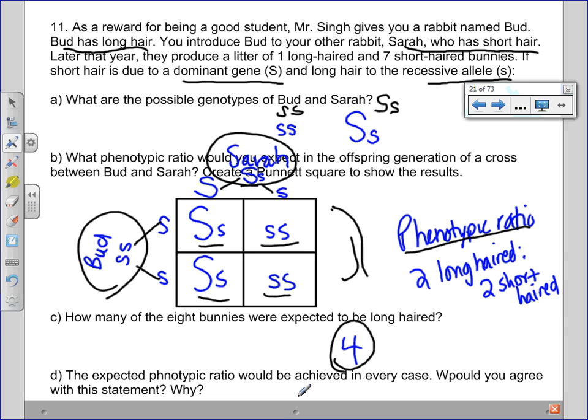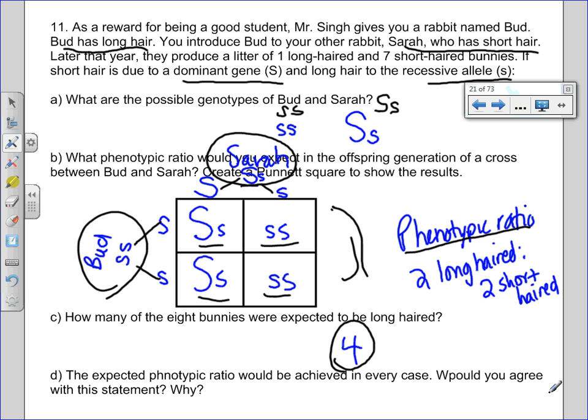The expected phenotype ratio would be achieved in every case. Would you agree with this statement? Why or why not? And that's exactly what we just said. Okay, no. I would not agree with that. You're not going to get what's expected mathematically every time.